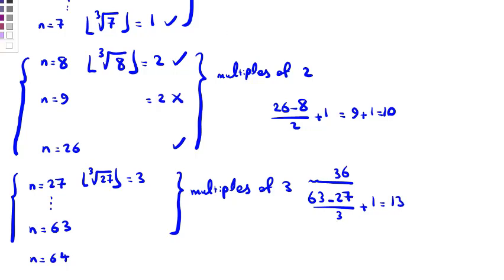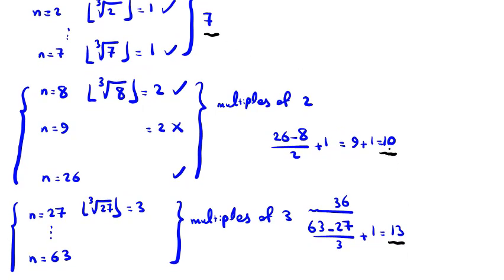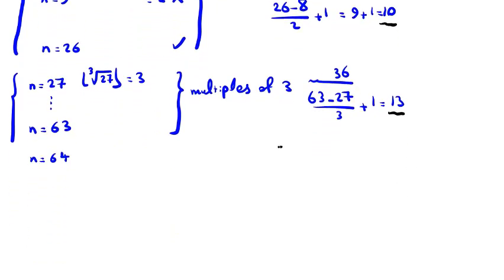So as you can see, the first number is 7, the next number is 10, the next number 13. So it is an arithmetic sequence. So it will be 5 plus 10 here plus 13. Now, we should check until what number we should calculate.